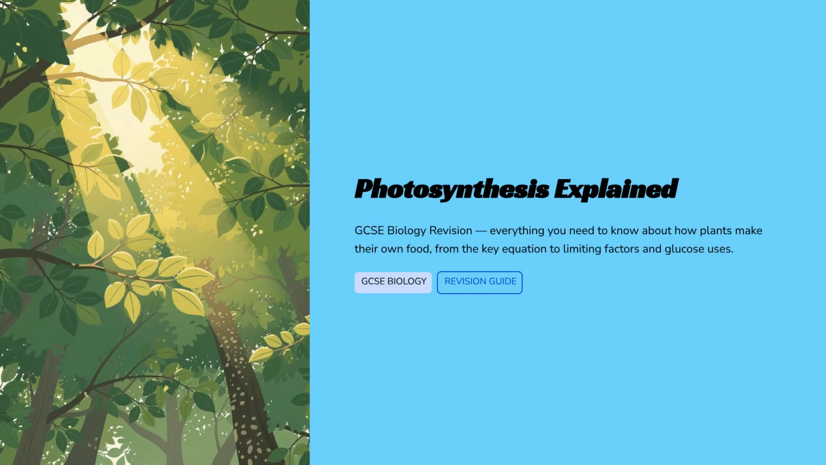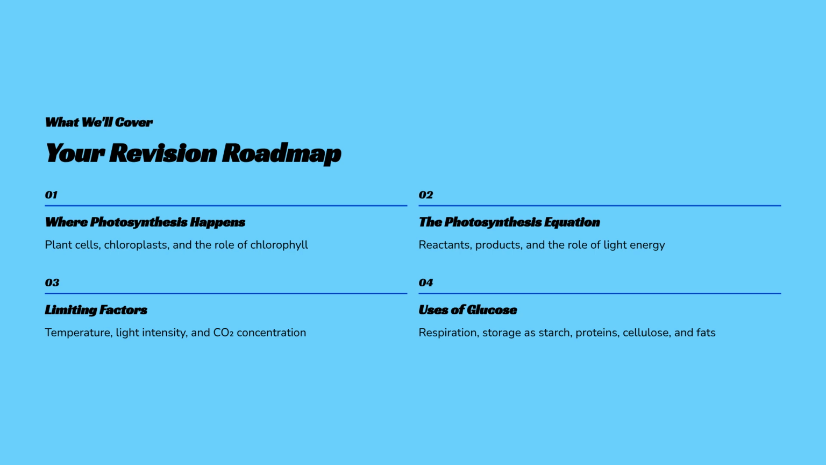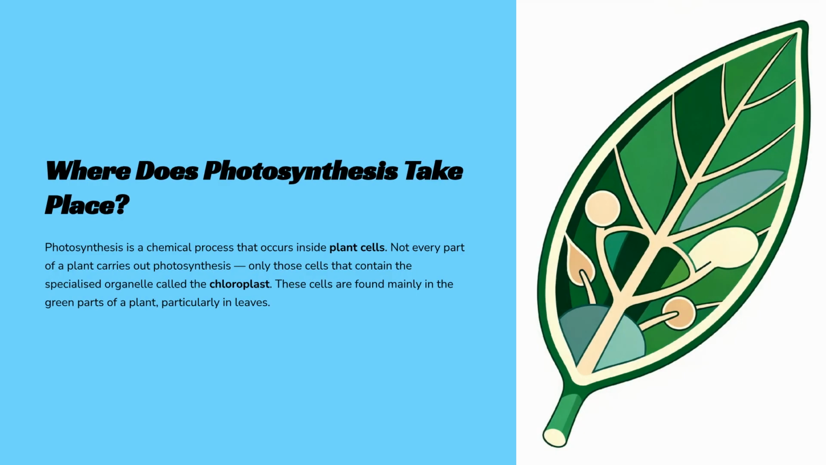Welcome to this GCSE Biology revision video on photosynthesis. We'll cover everything from the basic equation to limiting factors and how plants use glucose. Here's our revision roadmap. We will explore where photosynthesis happens, the equation, limiting factors, and the uses of glucose produced.